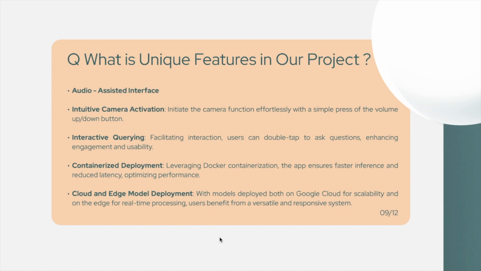The next one is containerized deployment. We have used Docker containerization in order to deploy our app. This ensures faster inference and reduced latency, overall optimizing the performance. And the last one is cloud and edge model deployment. We have deployed the model on Google Cloud for scalability and on the edge for real-time processing, which is going to benefit the user with a versatile and responsive system.